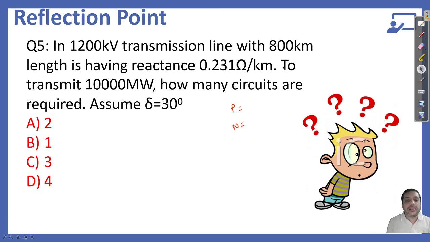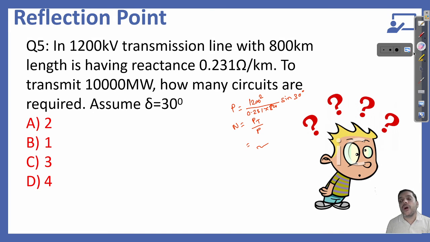I will give you the formula only. What you are getting here is 1200 square divided by 0.231 into 800 into sine of 30 degree. So you will get the P value, then power to be transmitted, that is PT divided by P, is a number, and it must be the integer on the higher side. So calculate it. Hope you got the correct answer. So pause the video and calculate it.